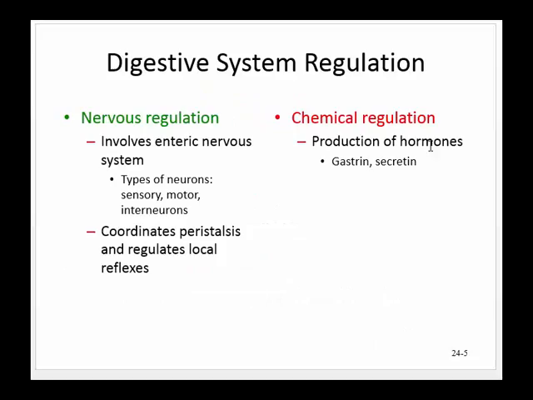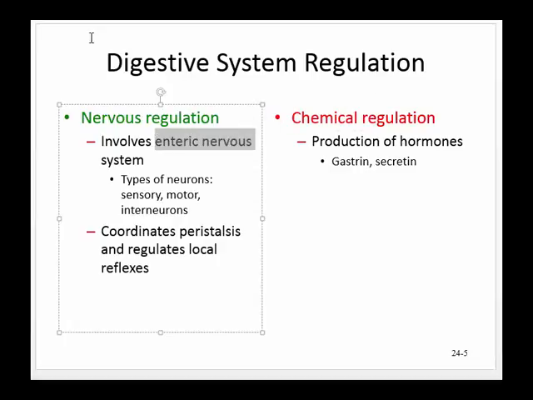In terms of regulating this, as with most all of our functions in the body, there is nervous system regulation that takes place, and this is a part of the nervous system referred to as the enteric nervous system. There are sensory neurons and motor neurons, and this is going to coordinate the muscular movements.